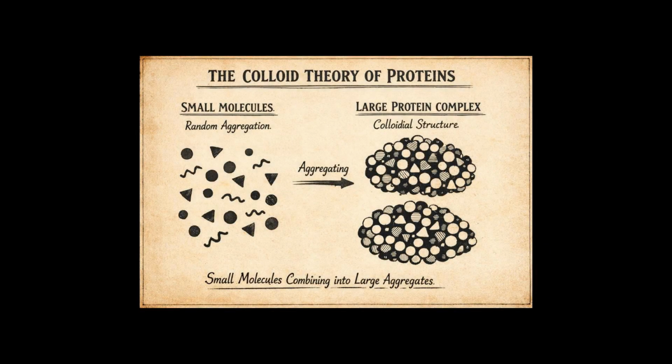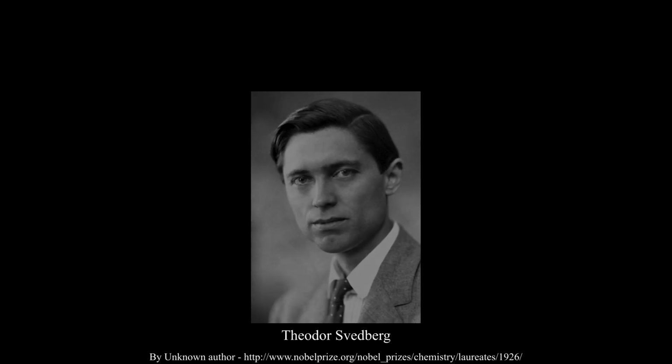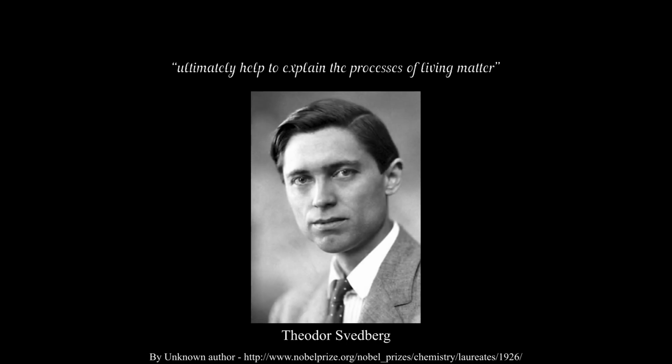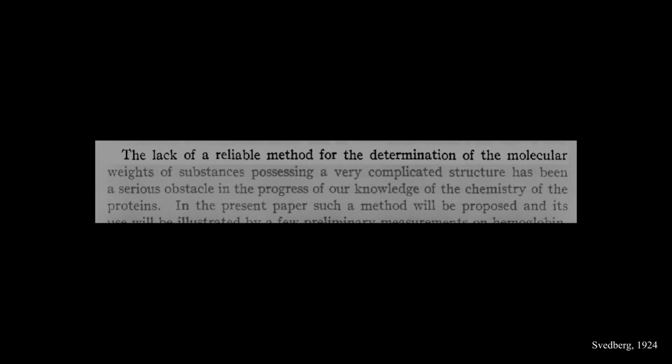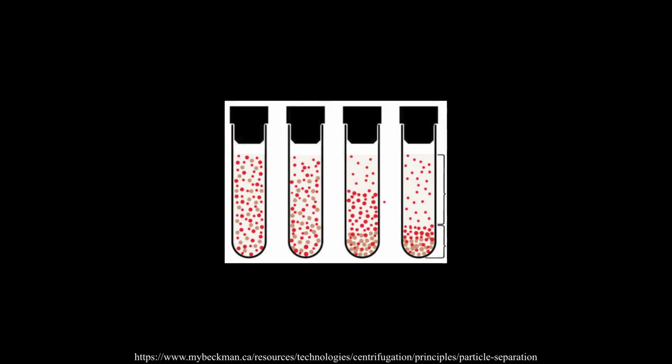Until the early 1900s, proteins were generally thought to be colloids, that is, small molecules which randomly aggregate into large complexes, and the Sweden-born Theodor Svedberg was convinced that this branch of chemistry would ultimately help to explain the processes of living matter, but that a lack of a reliable method for the determination of molecular weights of substances possessing a very complicated structure has been a serious obstacle in the progress of our knowledge of the chemistry of the proteins.